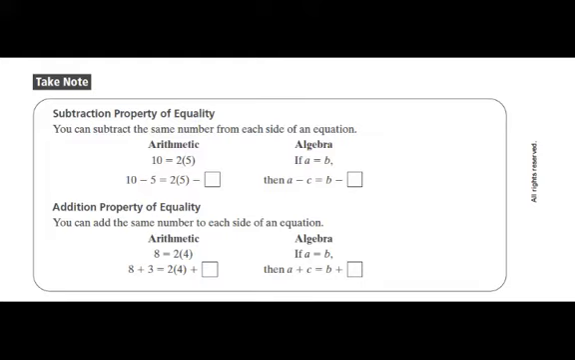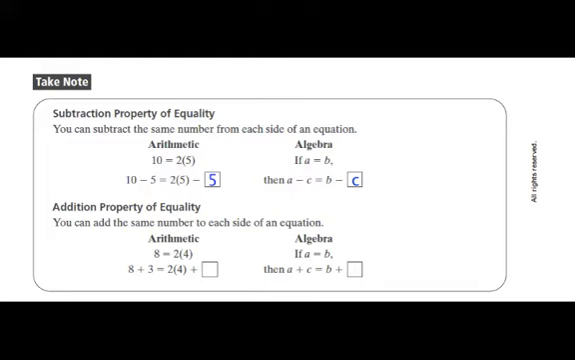Basically, a property of equality means what you add to one side, you must add to the other side of an equation. Same thing with subtraction. What you subtract from one side, you must subtract from the other. Looking at the first arithmetic example, we have 10 is equal to 2 times 5. If we subtract 5 from 10, we would also have to subtract 5 from the right-hand side. In an algebra equation, if A equals B, then A minus C is the same as B minus C.